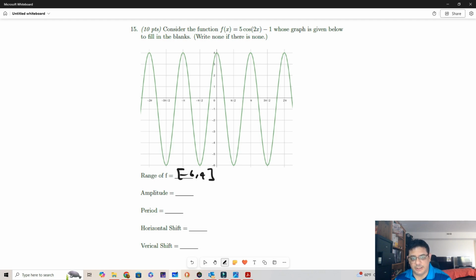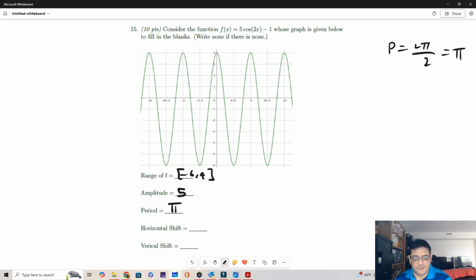The amplitude clearly is the distance from minus 6 to 4, which is 10 divided by 2, so it's 5. You can also see that from here, the amplitude is 5. The period, you can see it from here. The distance between two maximums is pi, or you can also get it from here by doing 2 pi over the number 2, which is here, and so you get pi.